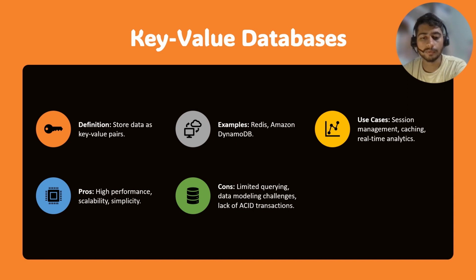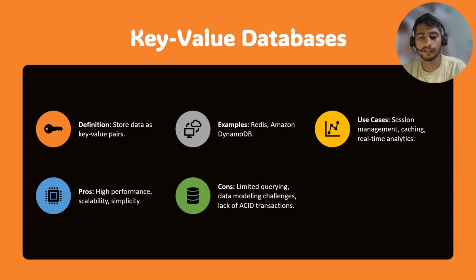Then Amazon DynamoDB, a fully managed NoSQL database service provided by AWS, offering seamless scalability and low latency performance. The use cases are session management, storing user sessions and session related data for web applications. Then caching, storing frequently accessed data in memory to improve application performance. Then real-time analytics, recording event data for real-time analysis and reporting. The pros and cons of the key value databases are: the pros are high performance, scalability, and simplicity. And the cons are limited querying capabilities, data modeling challenges, and lack of ACID transactions.